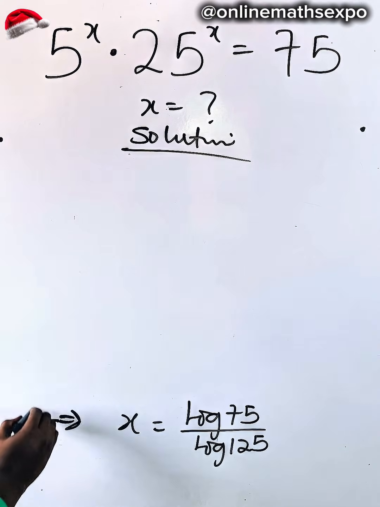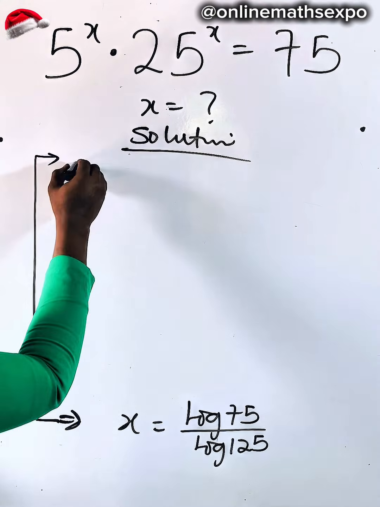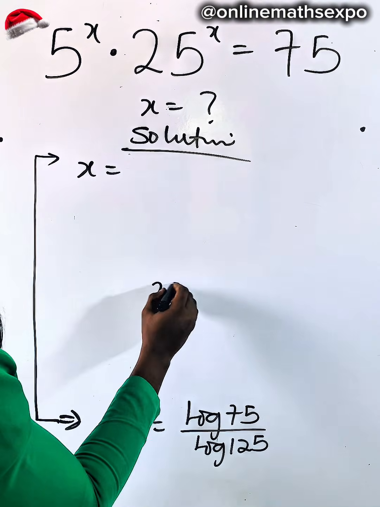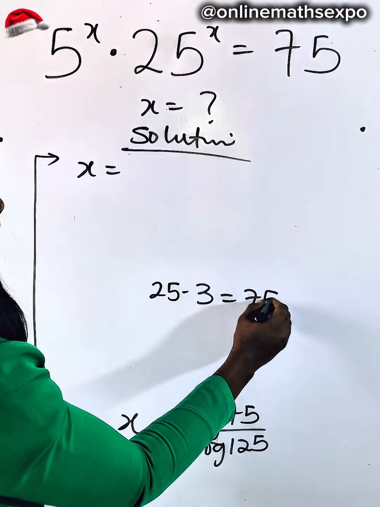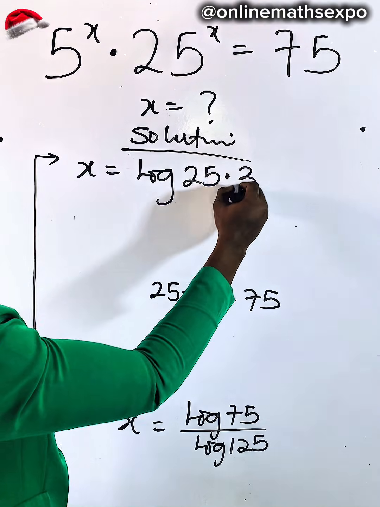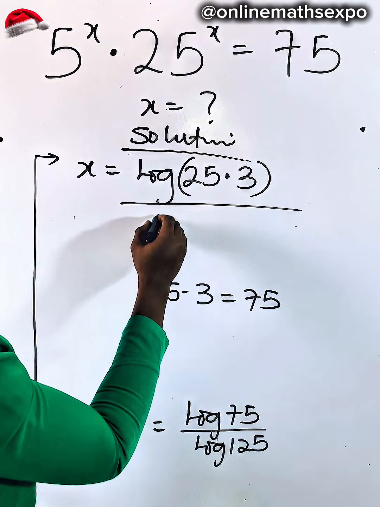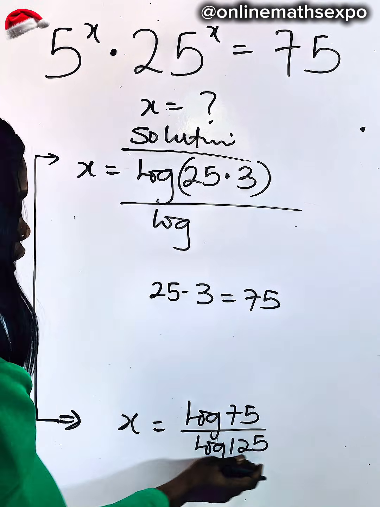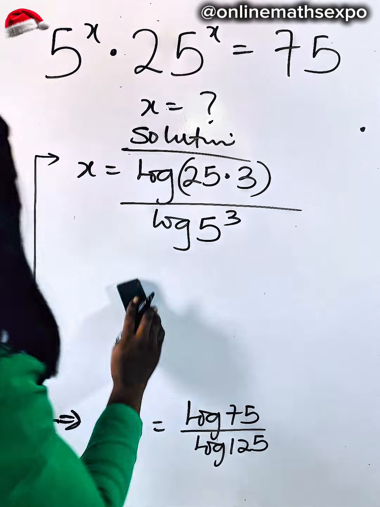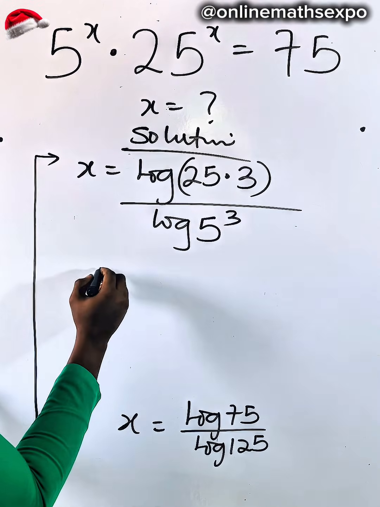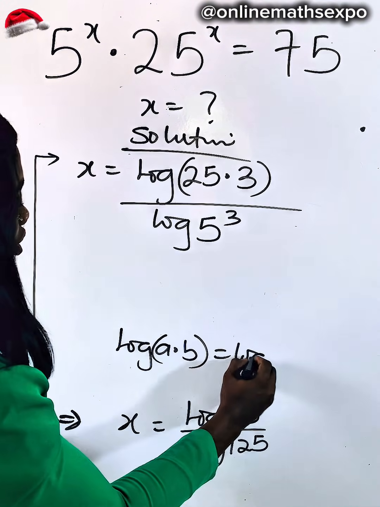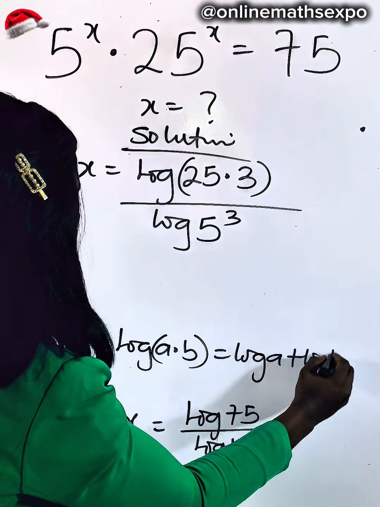So to keep simplifying from here, we now have x is equal to log of 75, you know, is 25 multiplied by 3 is what gives you 75. So we have log of 25 multiplied by 3 divided by log of, you remember what we said about 125 is 5 cubed. So we keep solving. Now at this point, just remember, each time you have log of a multiplied by b, it's always log of a plus log of b.